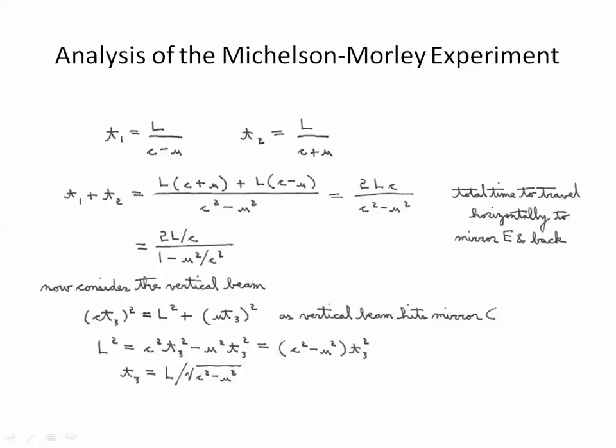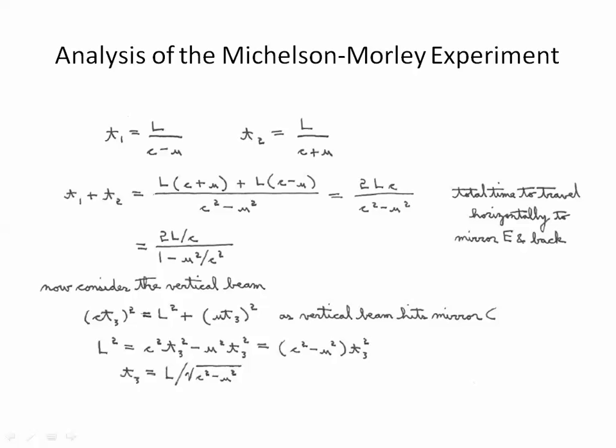Now let's turn our attention to the light beam traveling in the vertical direction. The path of the light beam from B to C on the previous slide forms the hypotenuse of a right triangle. The vertical side of the triangle is L, and the horizontal side of the triangle is formed by the motion of the whole apparatus traveling to the right in the stationary ether with speed u. If the time for the light beam to travel from B to C is called t3, then we can compute t3 using the Pythagorean theorem.